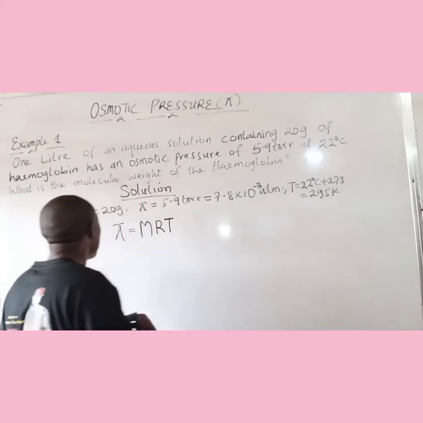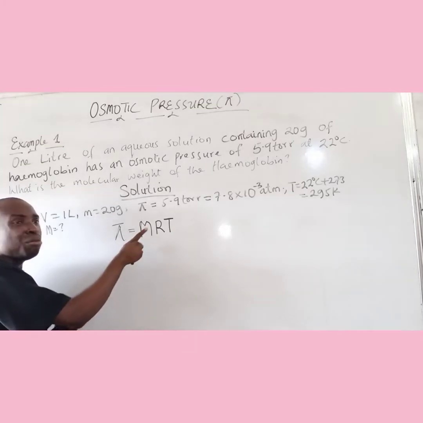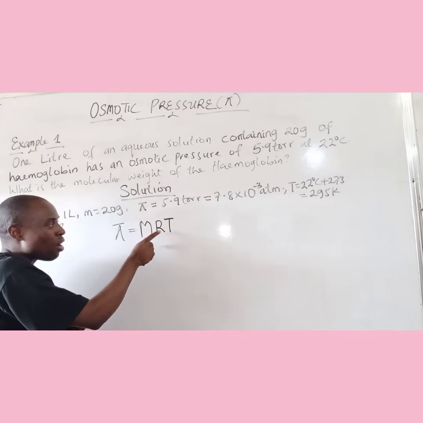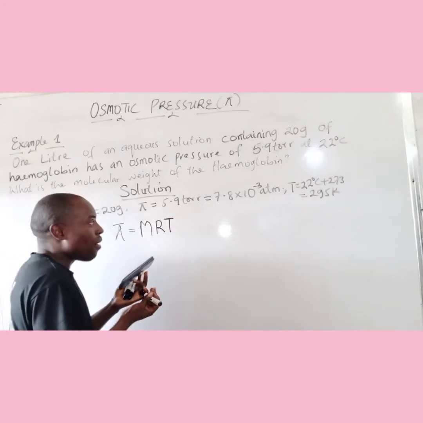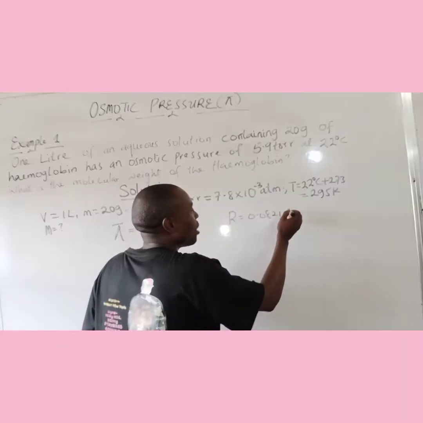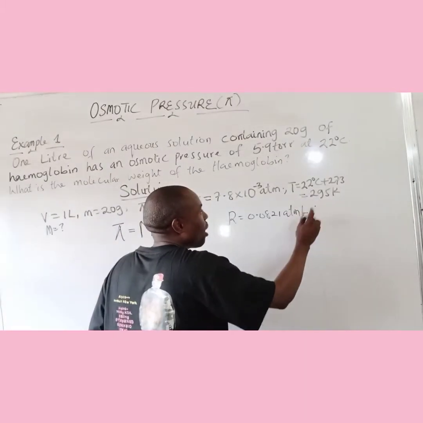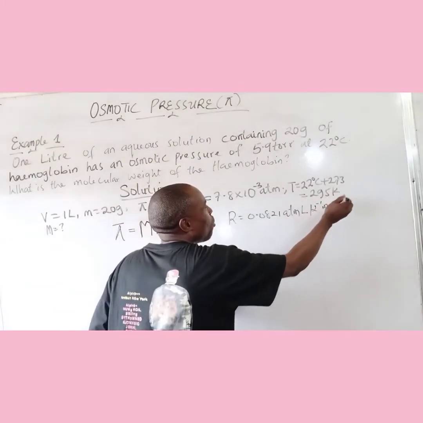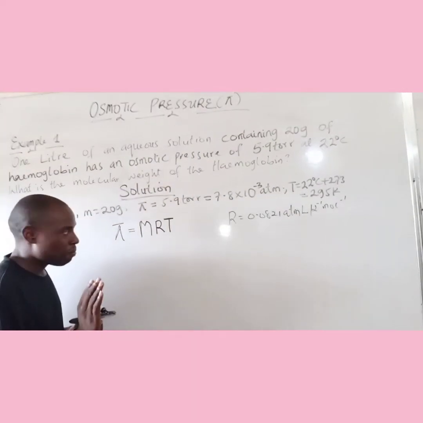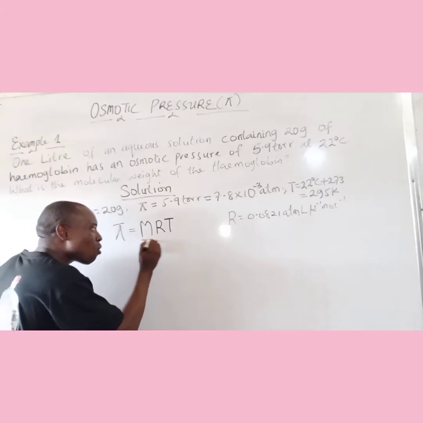And the formula for it is osmotic pressure is equal to the molarity multiplied by your gas constant. The value for our gas constant that we're going to be applying is 0.0821 atmosphere liter per Kelvin per mole. So what do we do? We first of all get the molar concentration.